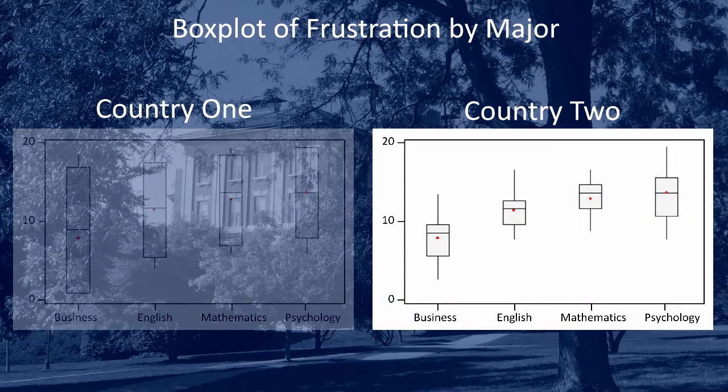Box plots for Country 2 show very little overlap because of the small amount of variation in frustration scores within the groups. It would be very hard to believe that we're sampling from 4 groups that have equal population means. This case is an example of when the null hypothesis claiming equal population means would be false.